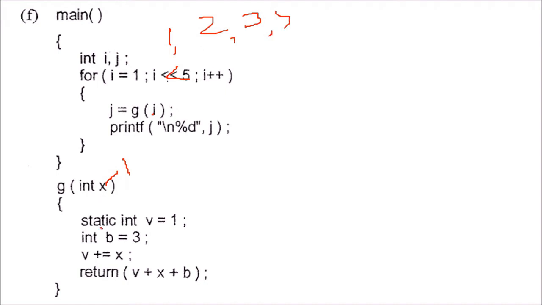1 will come. Static int v equal to 1. So first of all, this v is 1, x is 1 and v is 3. See, and v is equal to v plus x. So v will be equal to v plus x. That is 1 plus x. X is 1. This is v equal to v is 2 now.